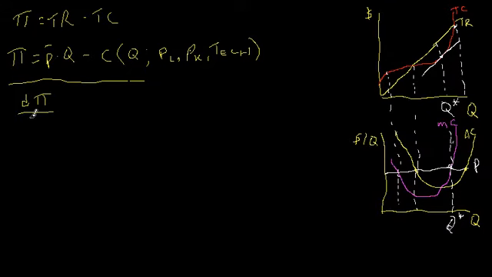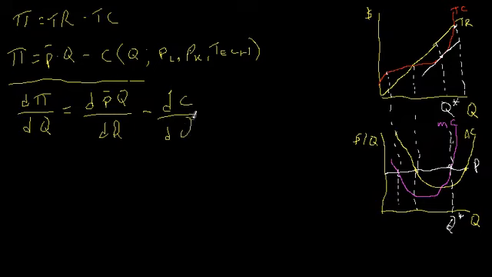So we compute the derivative of profit with respect to Q, dπ/dQ, and that's equal to the derivative of price times quantity, where price is just a number, with respect to Q, minus the derivative of total cost with respect to Q, and we set that equal to 0.